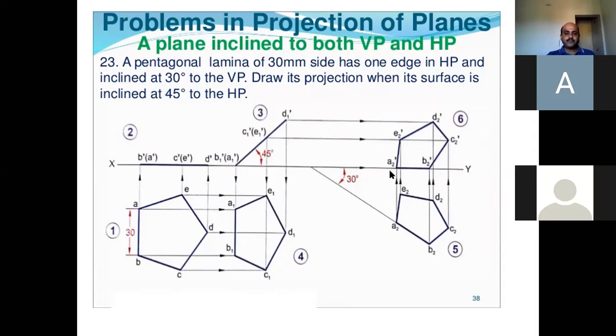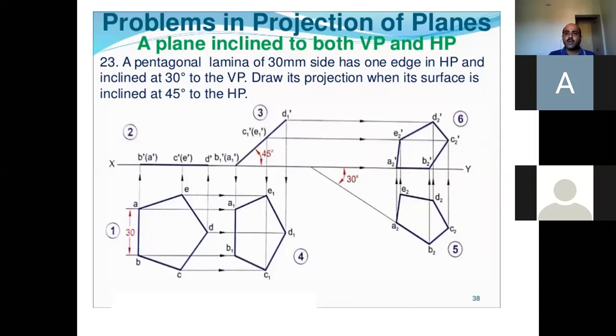Yeah. Let us take a problem. A pentagonal lamina of 30 millimeter side has one edge in HP and inclined 30 degrees to VP. Draw its projection when its surface is inclined at 45 degrees to the HP. See, this is another problem on the lamina which is resting on HP with one of its edges.